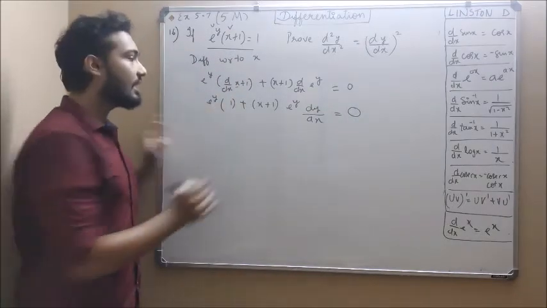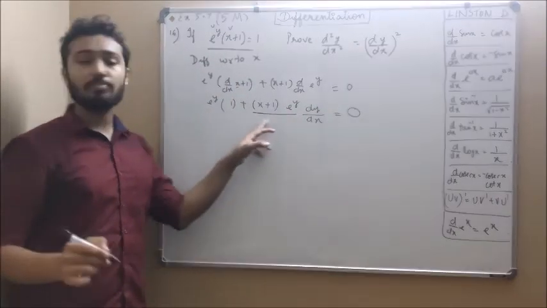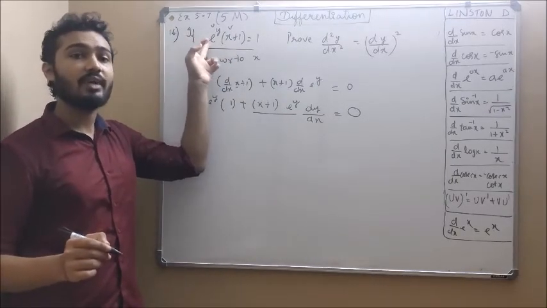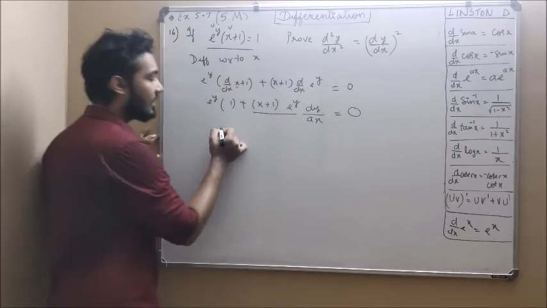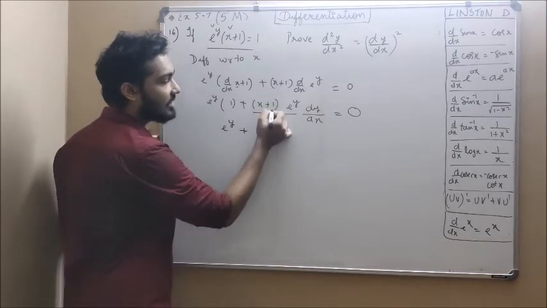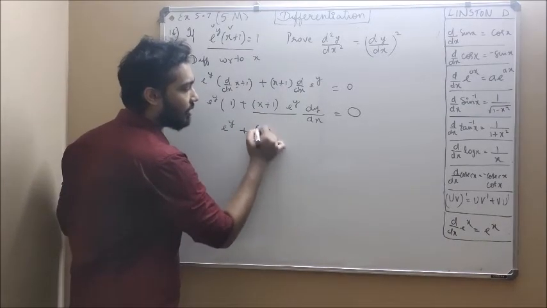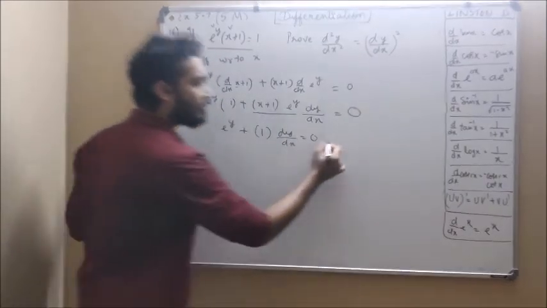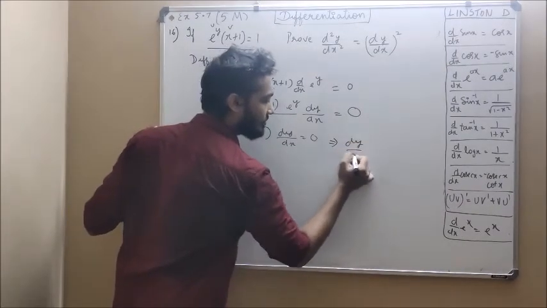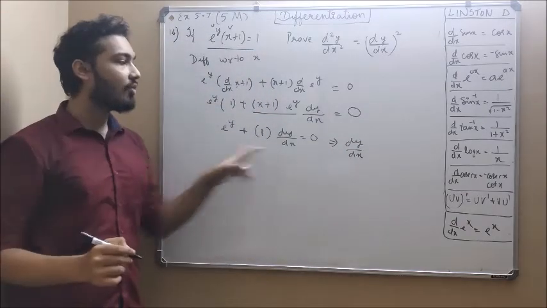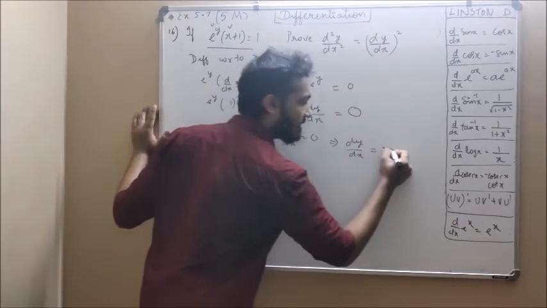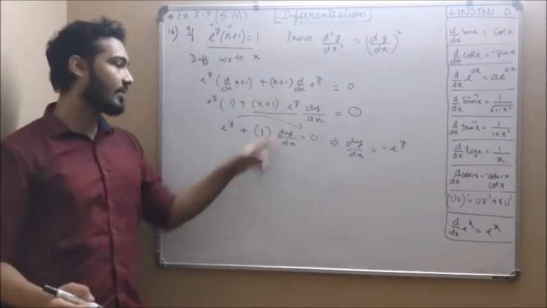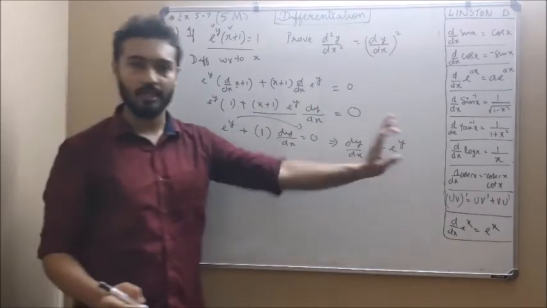Now solving this, look here. Here we have x plus 1 into e power y. Here it is given that x plus 1 into e power y is nothing but 1. So it is nothing but e power y plus this value becomes 1 into dy by dx equal to 0. Which implies dy by dx, taking this e power y to the other side, is equal to minus e power y. So dy by dx is nothing but minus e power y.